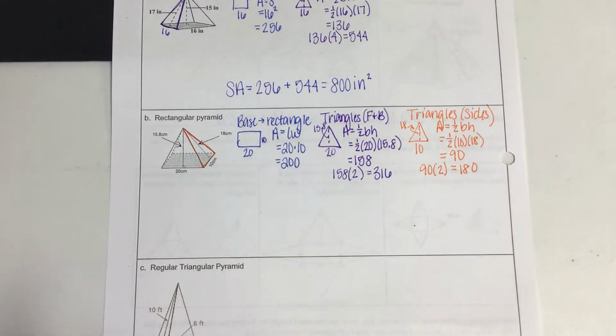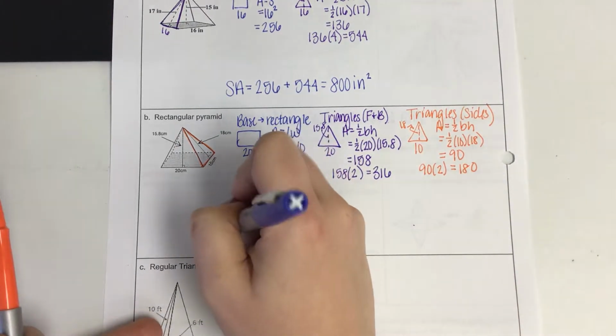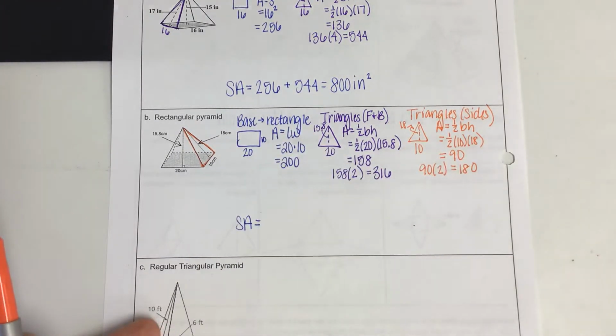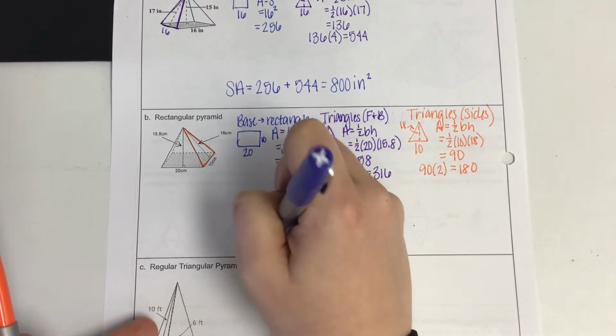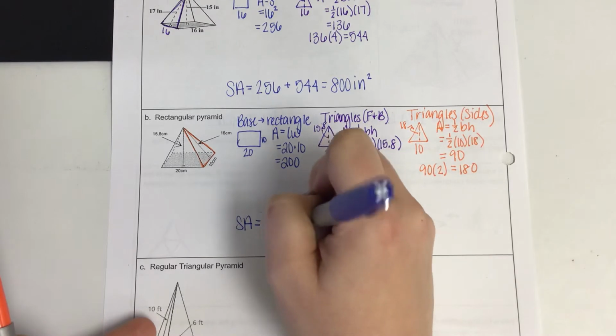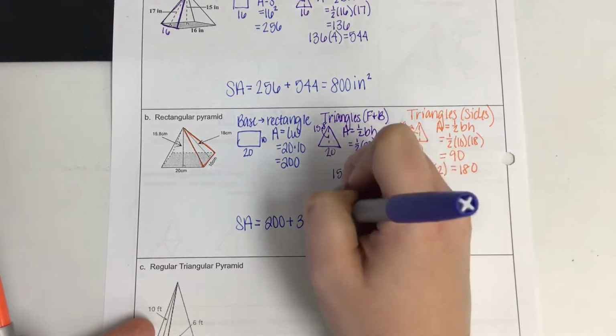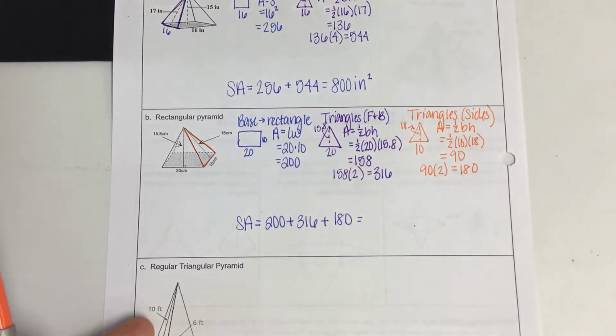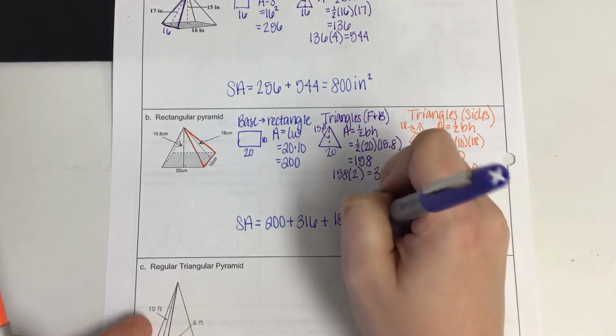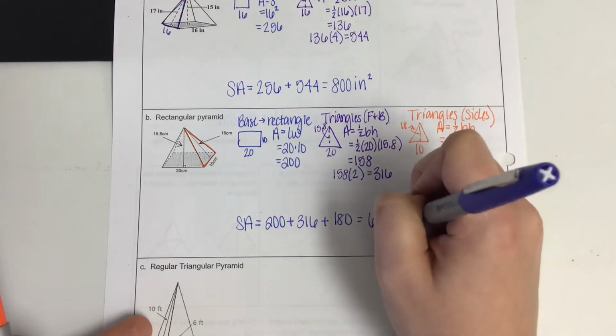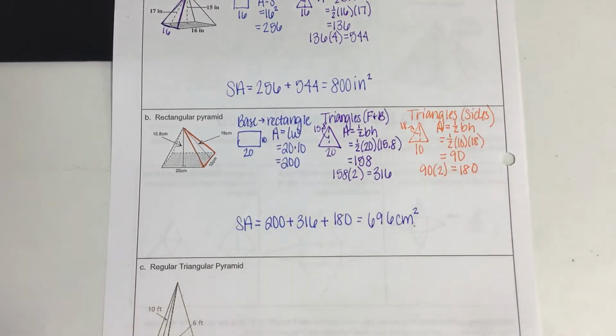So now we're ready for our total surface area. We're going to add together the area of all of our parts. So we have 200 plus 316 plus 180. It's going to give me an area of 696 centimeters squared.